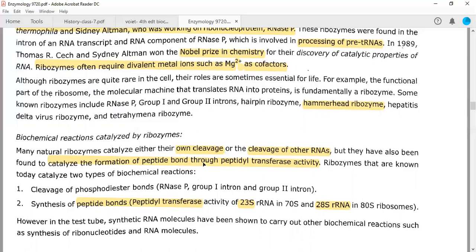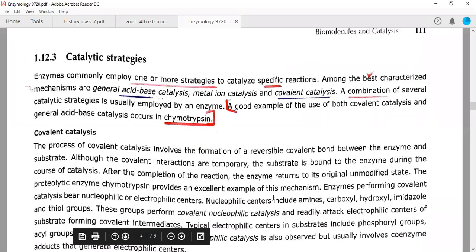maintained. They continuously add more amino acids for the lengthening of this amino acid chain, so that the complete protein can be synthesized. And then there is another type which is responsible for cleavage of phosphodiester bonds. They are ribonuclease P, RNase P, or the group 1 and 2 introns.